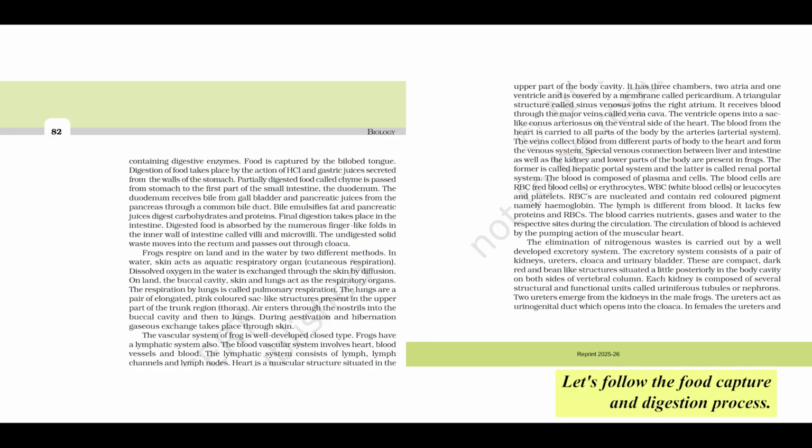Let's follow the food capture and digestion process. Frogs are ambush predators. Their food, typically insects, is captured by their unique, highly protrusible and sticky bilobed tongue. Once an insect adheres to the tongue, the frog rapidly retracts it, swallowing the prey whole. Digestion primarily begins in the stomach.